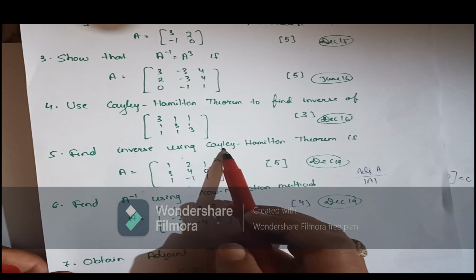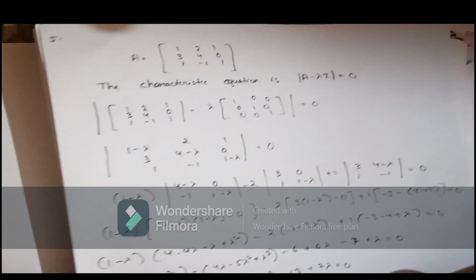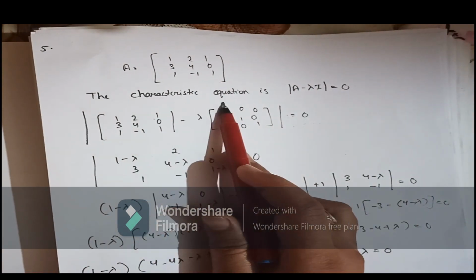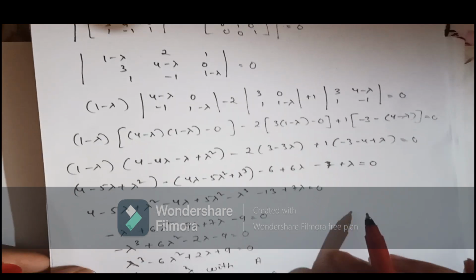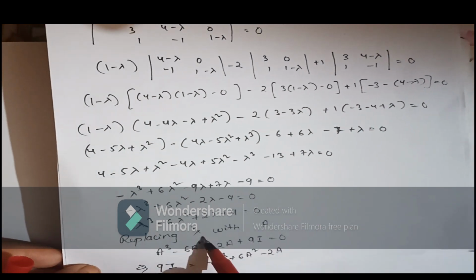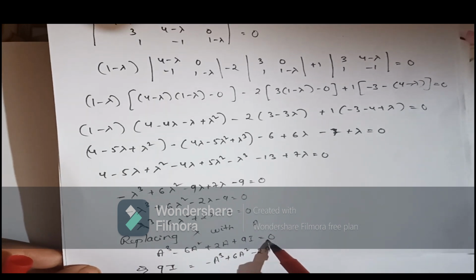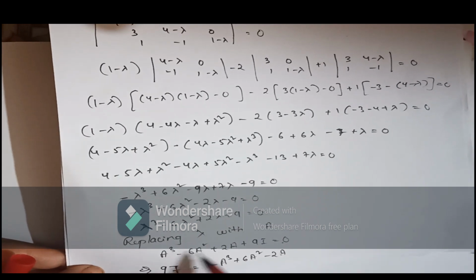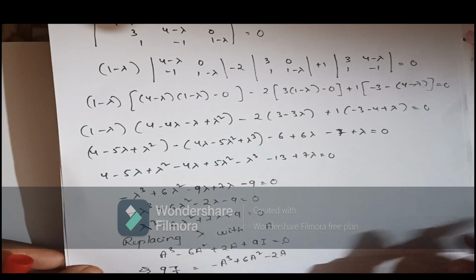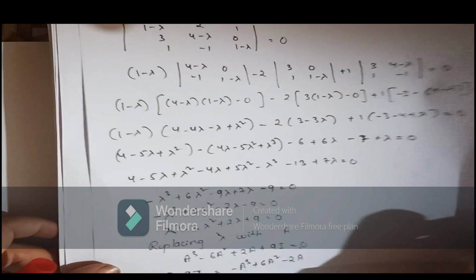Next question. Find inverse using Cayley-Hamilton theorem if A is equal to this much. Again it is mentioned to use the Cayley-Hamilton theorem to find the inverse. That means first we have to find the characteristic equation. So this is the characteristic equation, and this way I found it out. Okay, now you have to replace the lambda with A, because this is what the Cayley-Hamilton theorem is saying. So to find out the inverse you have to keep the identity matrix on one side. So I wrote it and I shifted all the other elements to the other side.